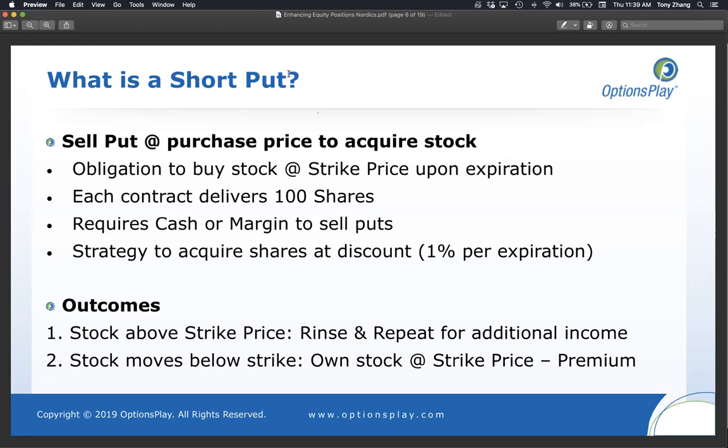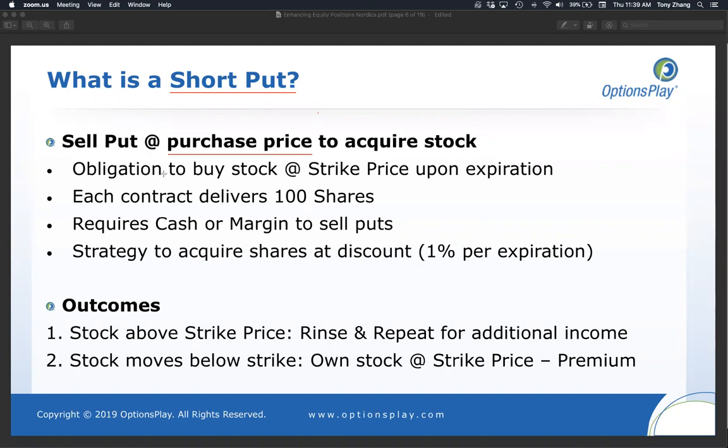So that's why I like to start my conversations talking about a short put, because a short put is a strategy that allows you to acquire your shares at a lower price or at a discount. So the goal here is to help you start enhancing your portfolio by purchasing the stocks that you want to purchase with a discount. And the way to do that is by selling a put. And how you can do that is you can sell a put at the purchase price that you want to acquire a stock at. So we're going to go through a few examples, but first I want to explain the strategy. Now, what does selling a put mean?